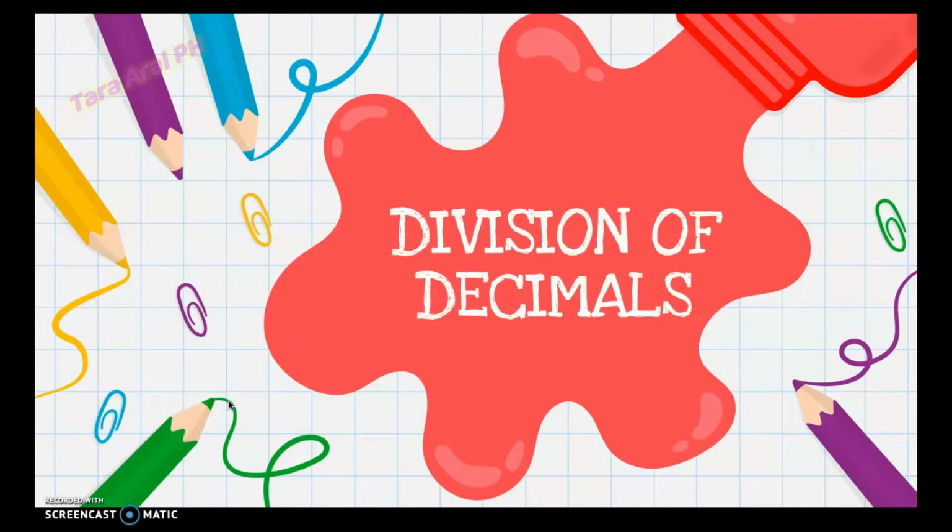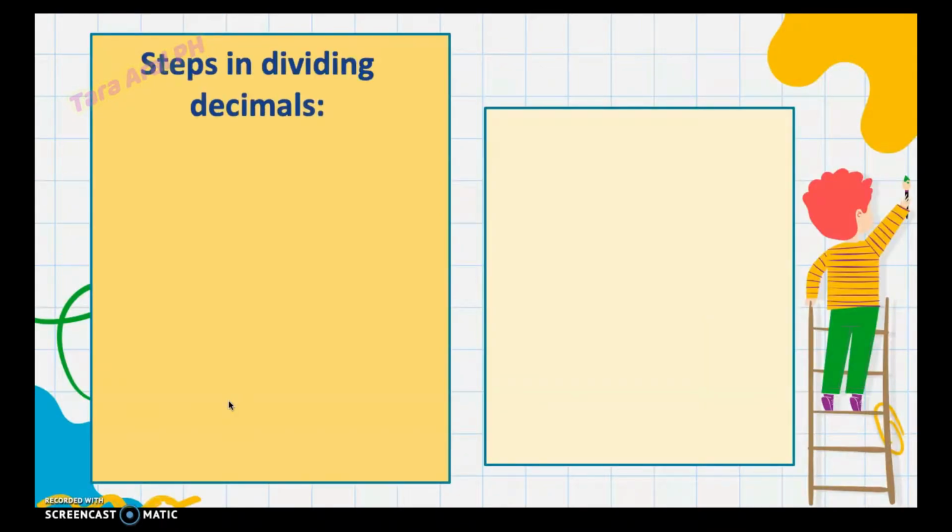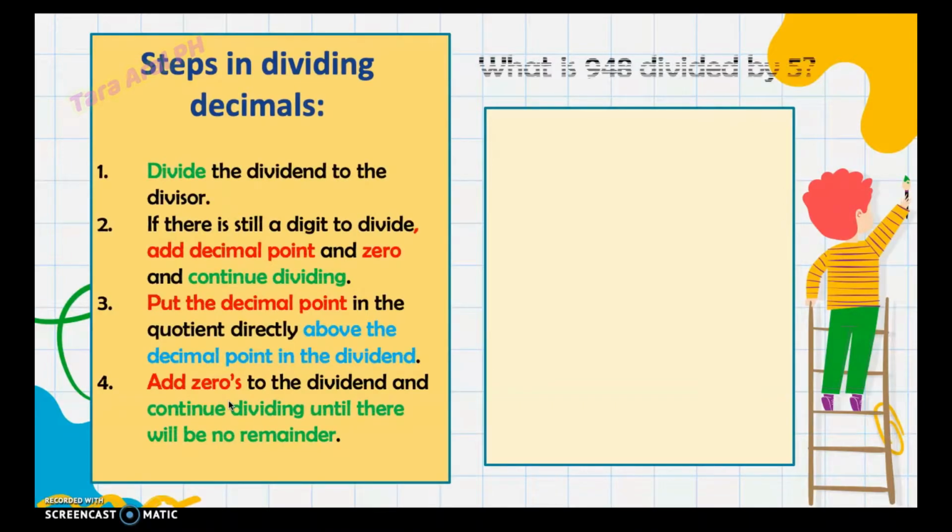The discussion is division of decimals. We have here the steps in dividing decimals. First, divide the dividend by the divisor. So what is 948 divided by 5?